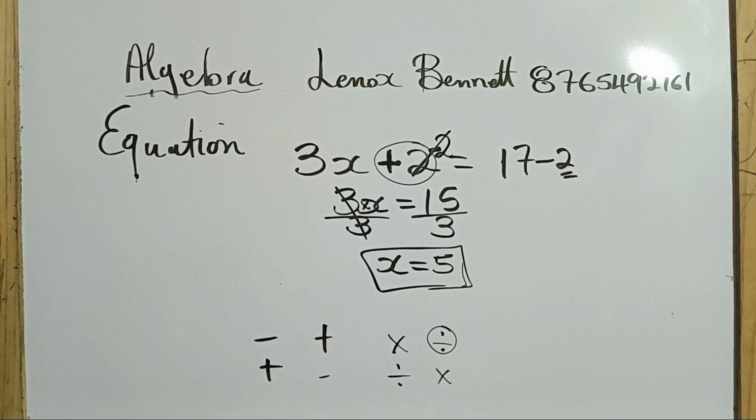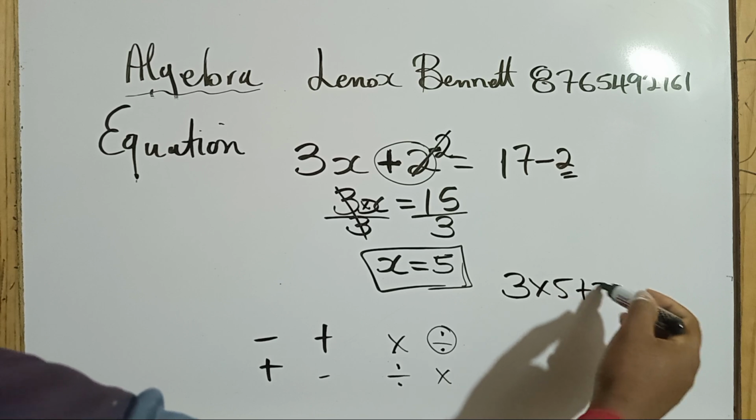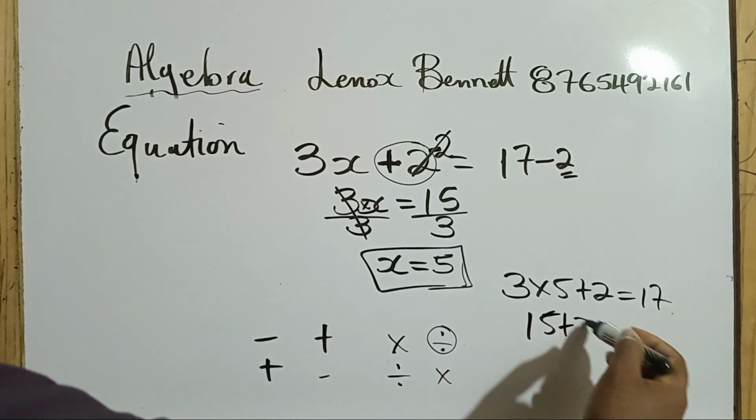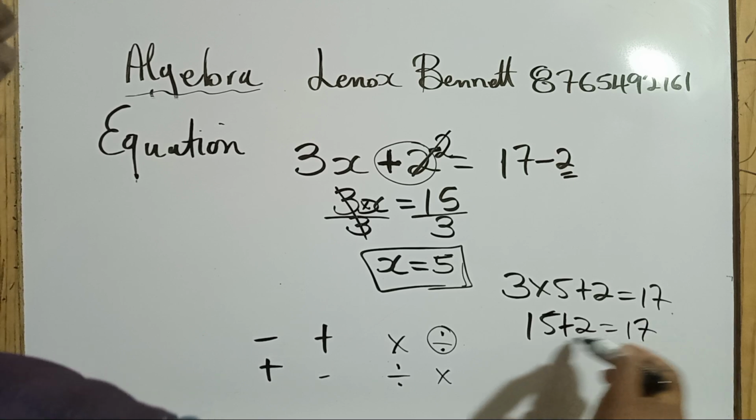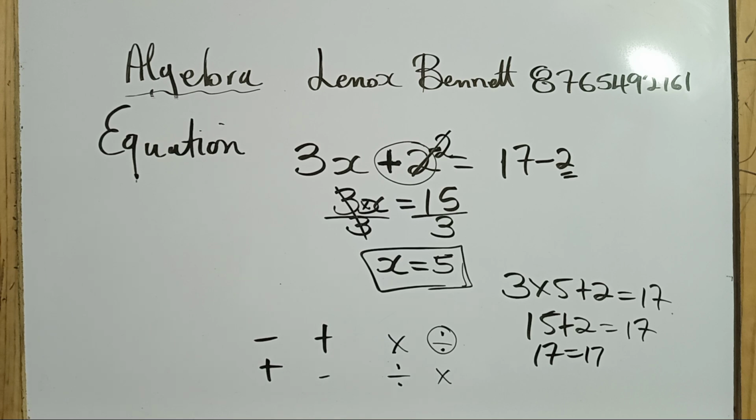And if we should check, 3 multiplied by 5 plus 2 is indeed 17. 3 fives are 15, plus 2. And by definition, the left-hand side must equal the right-hand side. So both sides are true.